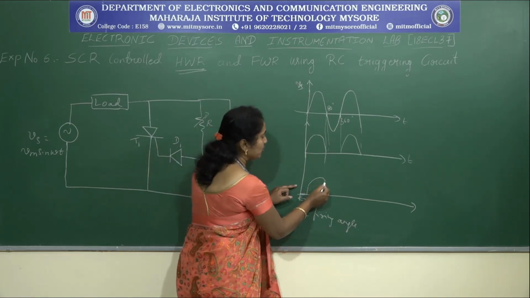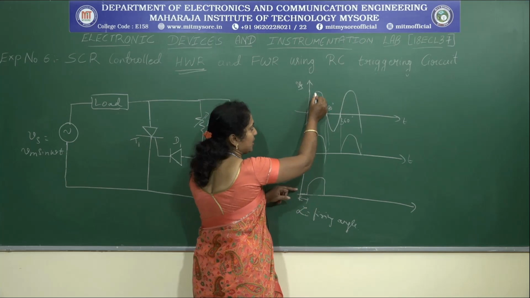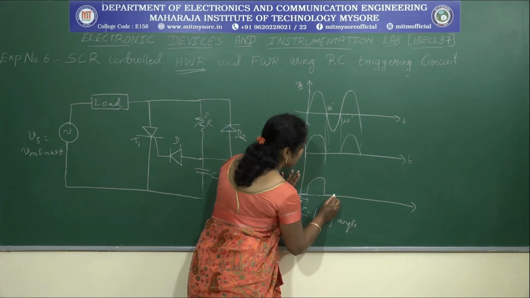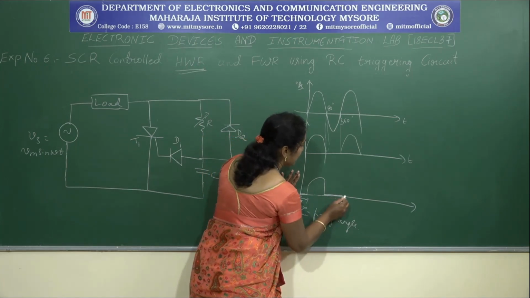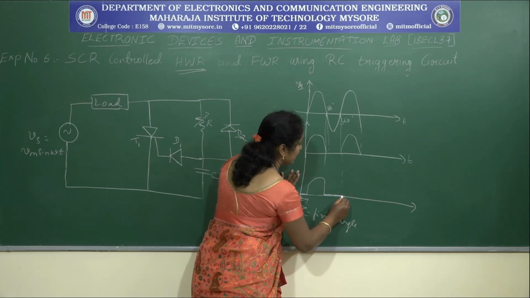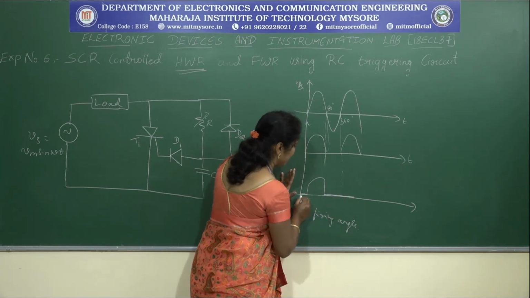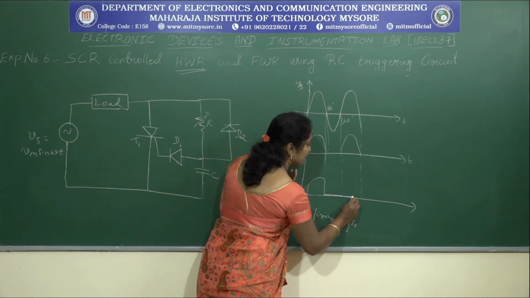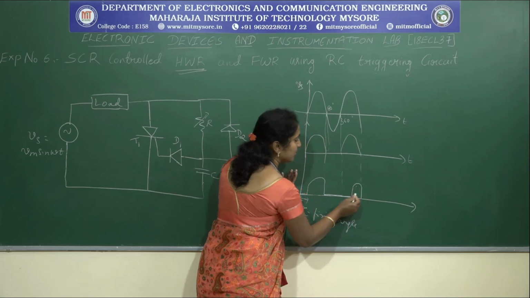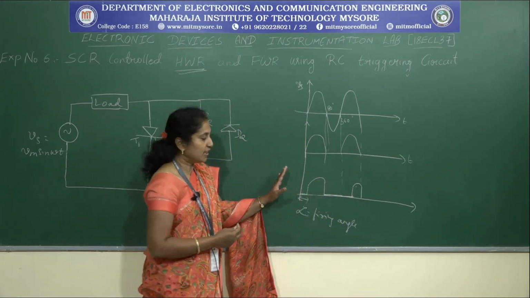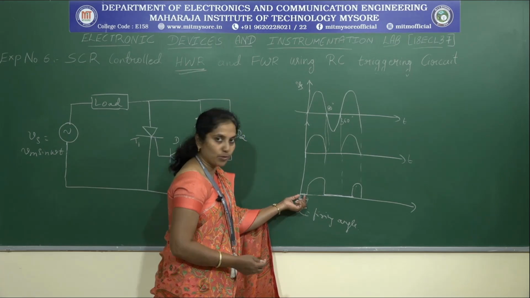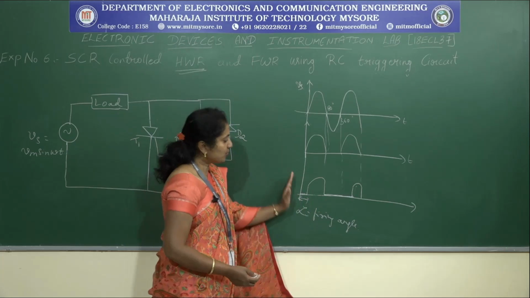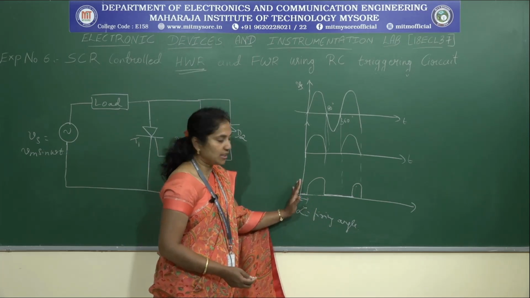So the shape of the output waveform is almost the same as the input waveform. In the negative half cycle, definitely you won't be getting any output. In the positive half cycle, again the firing angle will be there like this, then it starts the output waveform. That means when the firing angle is smaller, the maximum power is transferred to the load. This waveform you are going to observe in the CRO.